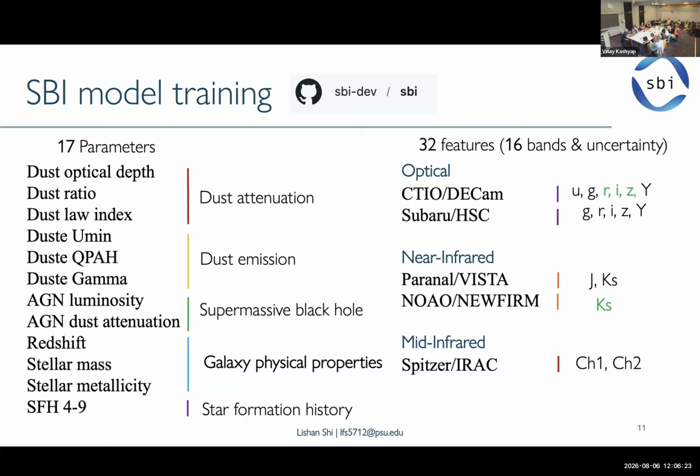So I just noticed that you have 16 bands. Yes. And 17 parameters. Correct. And you're dealing with the overspecification by adding the uncertainty as extra features. Yes. Why should that work? Because uncertainties should not be informative about what the parameter values are.